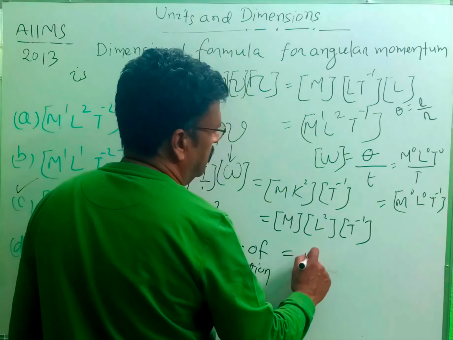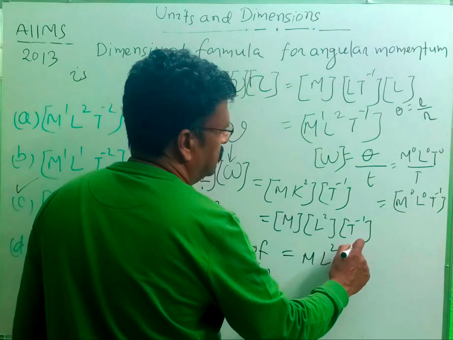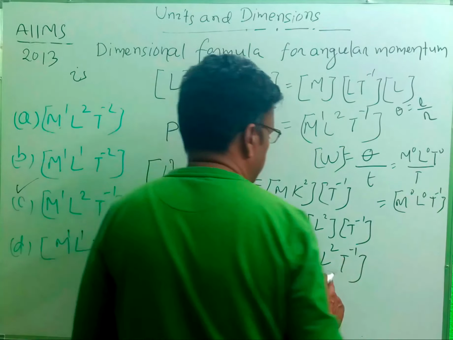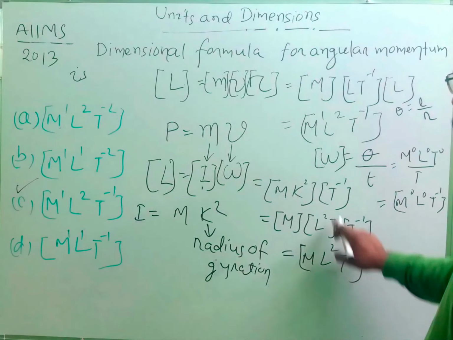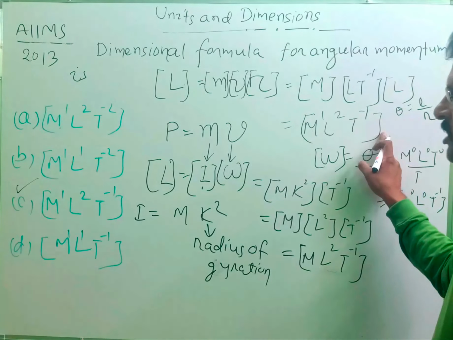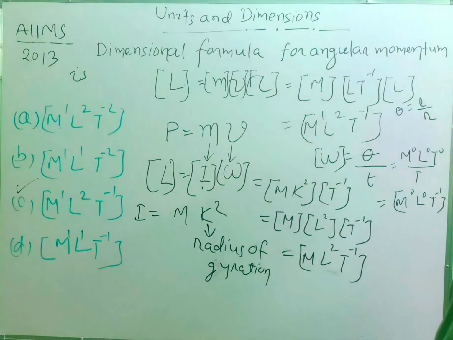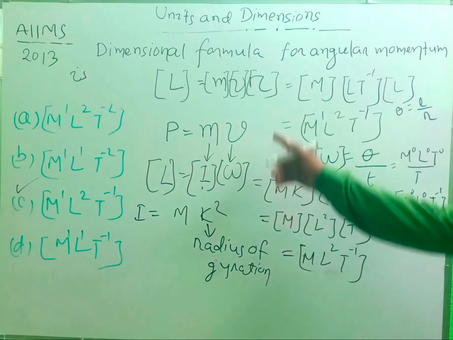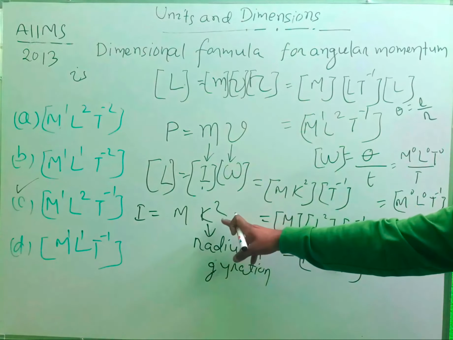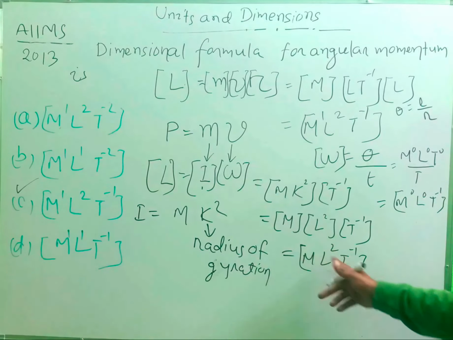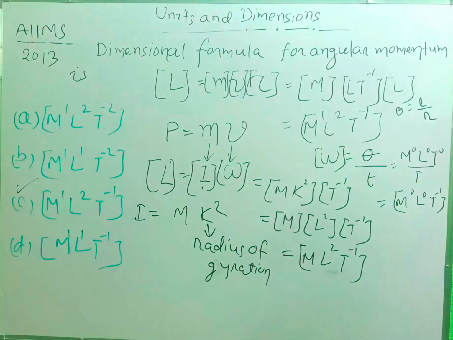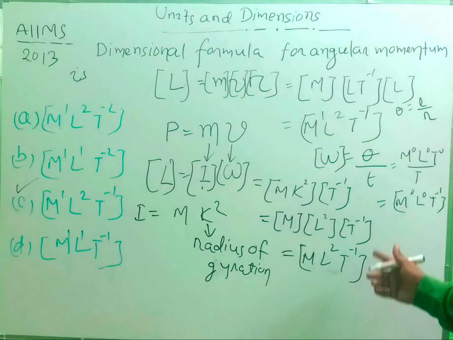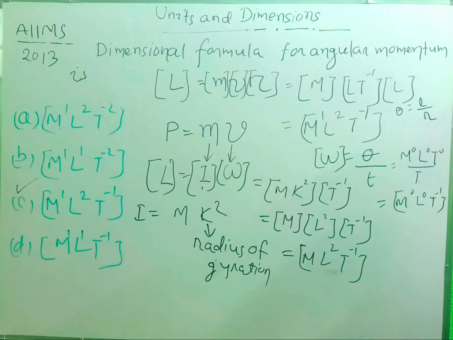So student, here also we get the same dimensional formula M L^2 T^-1, which we had earlier obtained from the formula mvr. It does not matter from which formula you go, L is equal to mvr or L is equal to I omega, you will get the same result, M L^2 T^-1, which is the same as that of the Planck's constant, student.